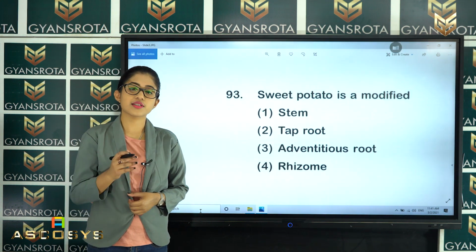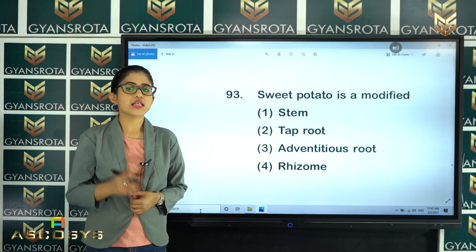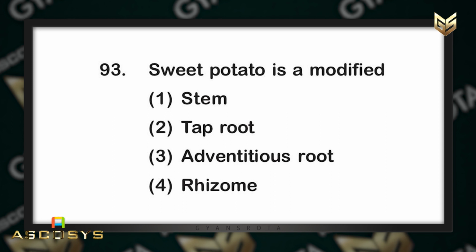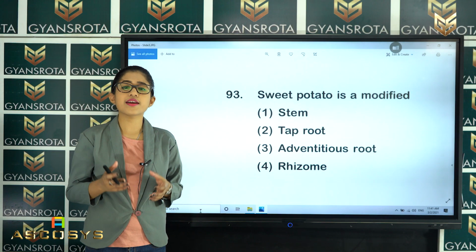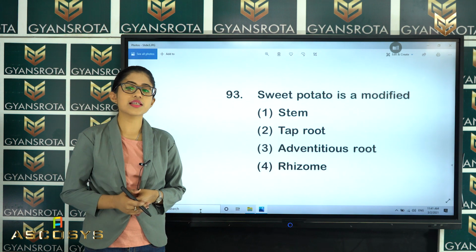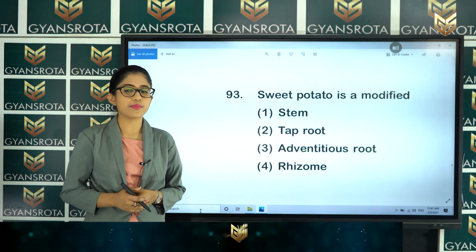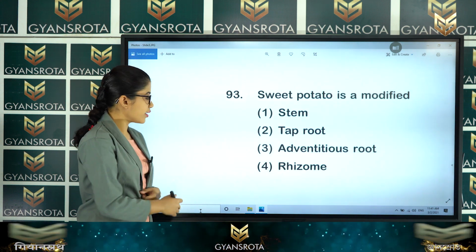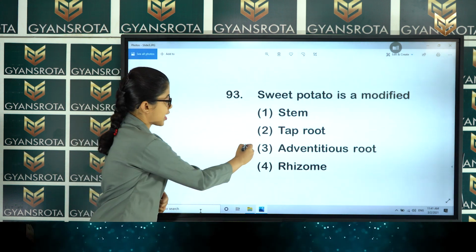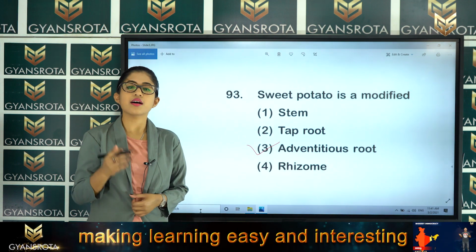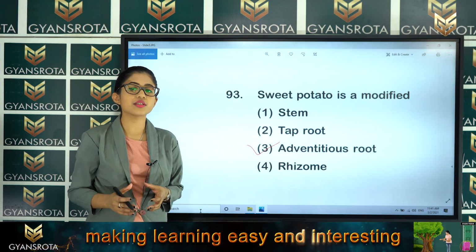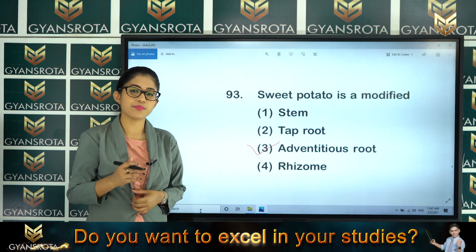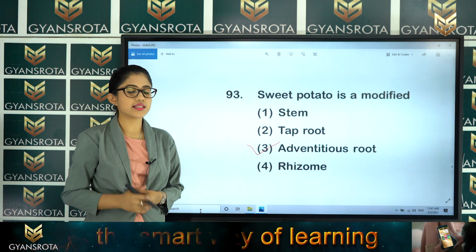In the next question, as you can see here, question number 93. Sweet potato is a modified stem, taproot, adventitious root or rhizome. So, this is a very easy question. We have already got this in the chapter Morphology of the Flowering Plants. So, which among them will be the correct option? That is the option number 3. Adventitious root is the correct option, because adventitious roots are modified for storage of the food, and sweet potato is an example of it. Okay. Now, let's see the next question.